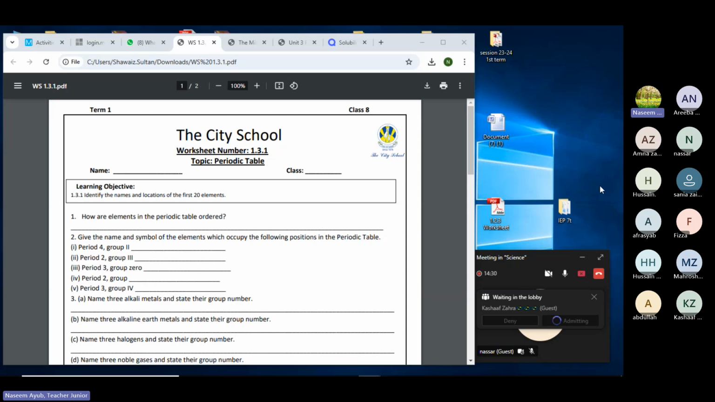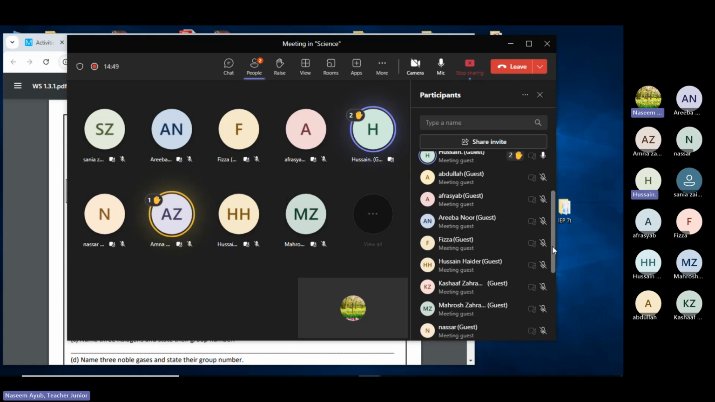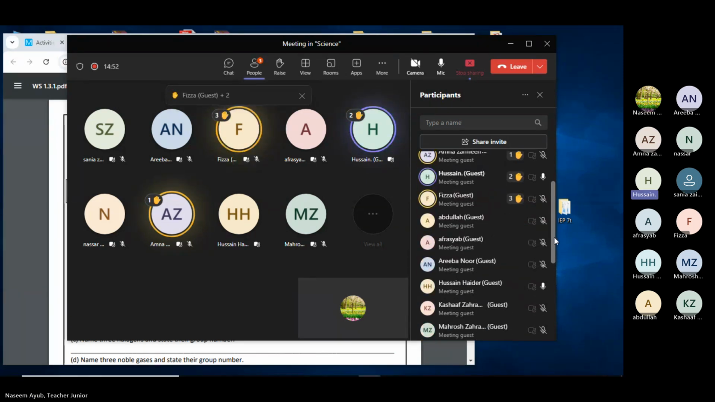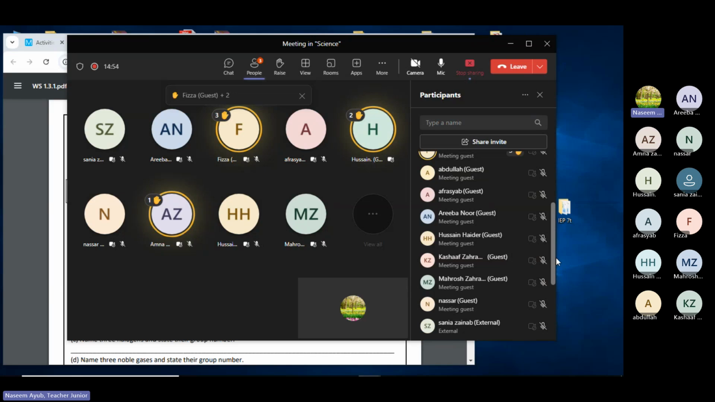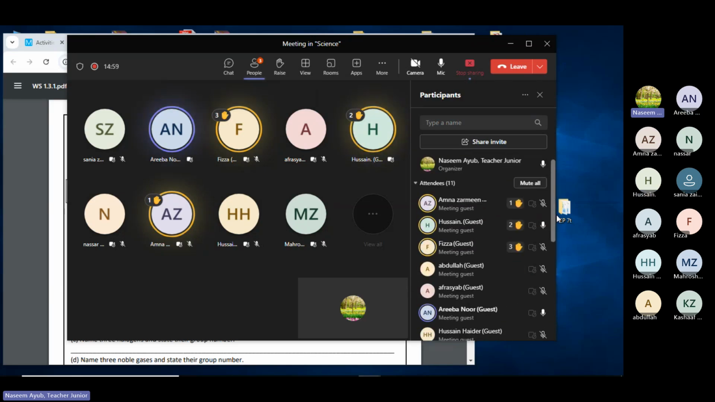Yes, Hussein, you can unmute yourself and tell me which of the elements is in period 2 and group 5. Ma'am, phosphorus. Phosphorus. Okay, is he right? Phosphorus. Okay, right, phosphorus.